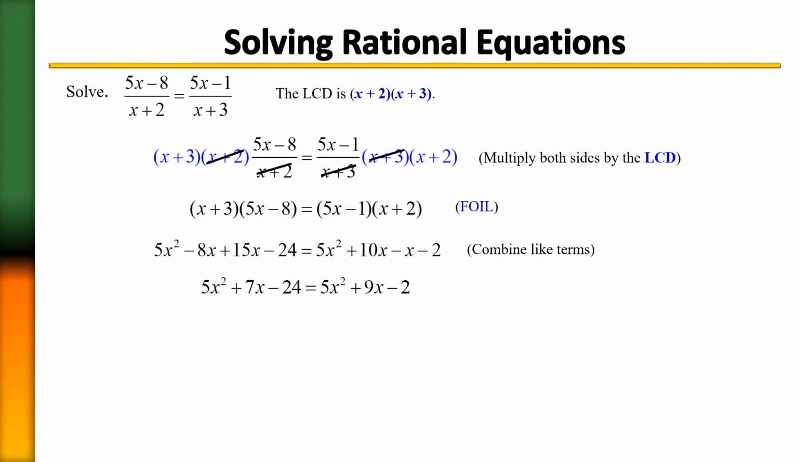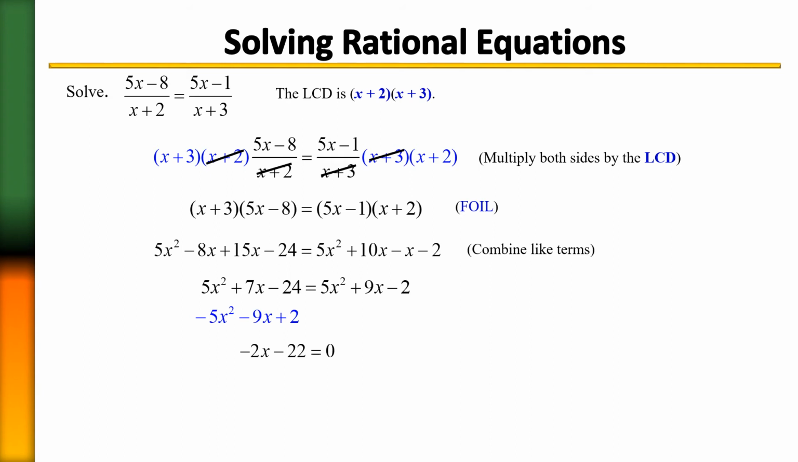The second term is positive 9x. To move that, I'm going to have to subtract 9x from each side. And the last term is negative 2. So to move negative 2, I am going to have to add 2 to each side. So once I do that, what I'm going to be left with here is negative 2x minus 22 equals 0.